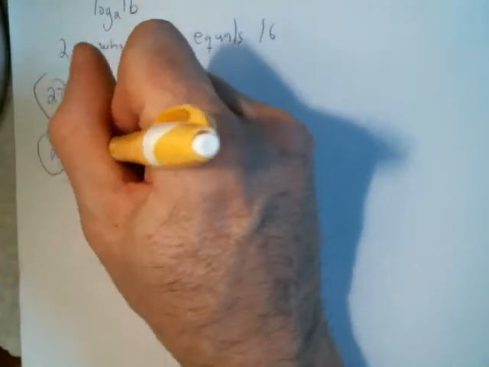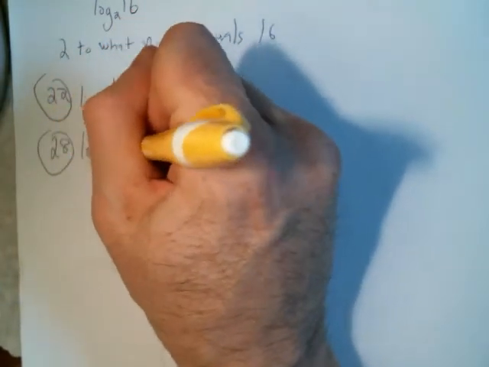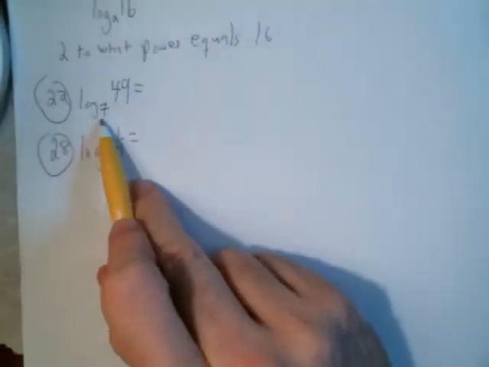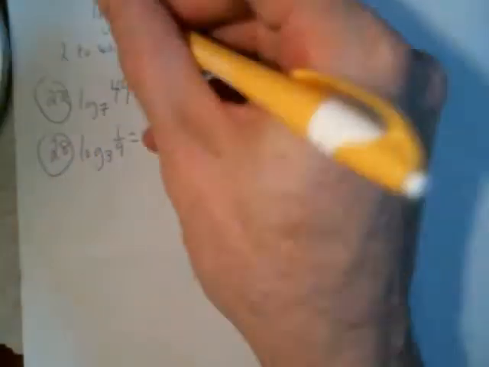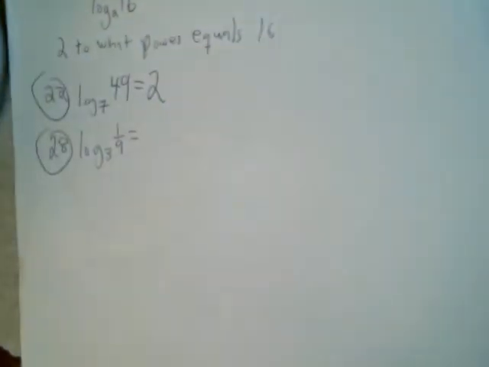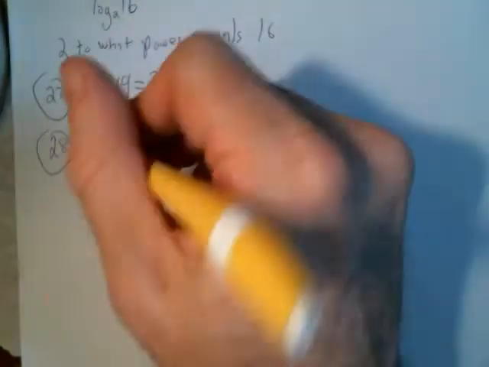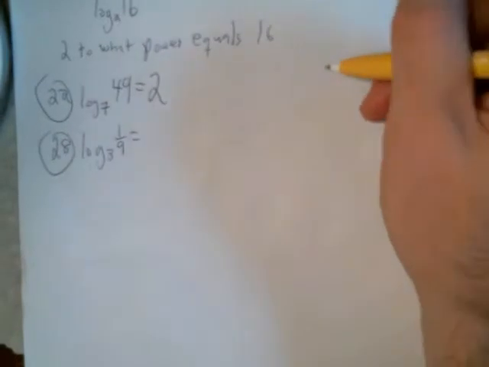28, log base 3 of 1/9. So the first one, 7 to what power is 49? Well, 7 squared is 49. So log base 7 of 49 is 2. 3 to what power equals 1/9?